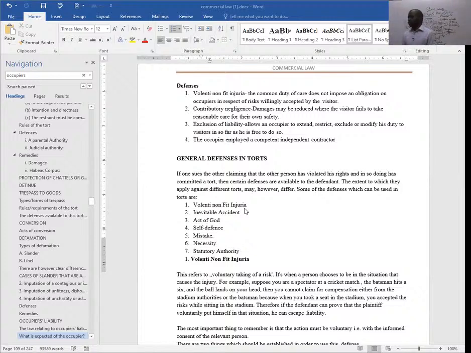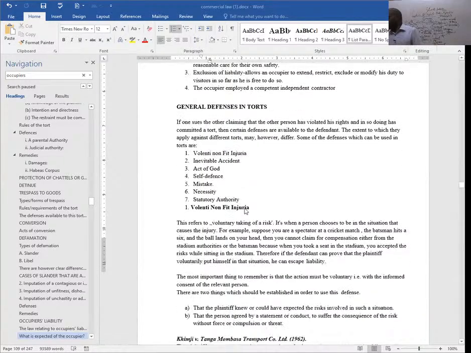Statutory authority, which I think I've explained, whereby there's a statute or a specific law that allows a particular tort or a particular wrong to be committed. So it can be used as a form of defense. Those are the general defenses that can be pleaded under the law of tort.